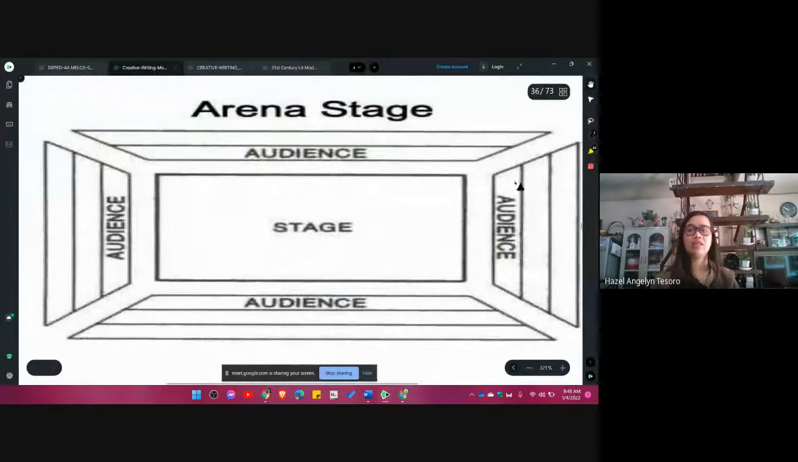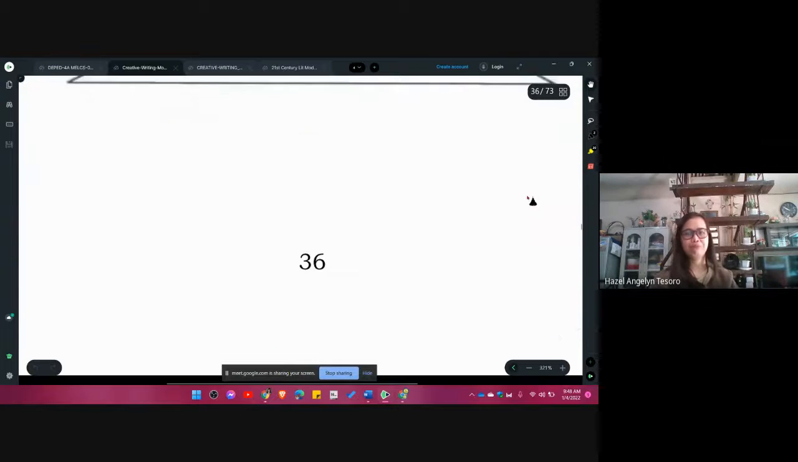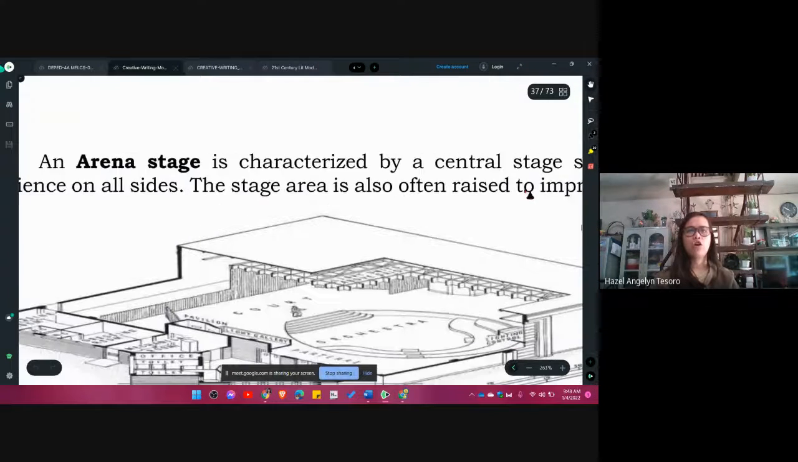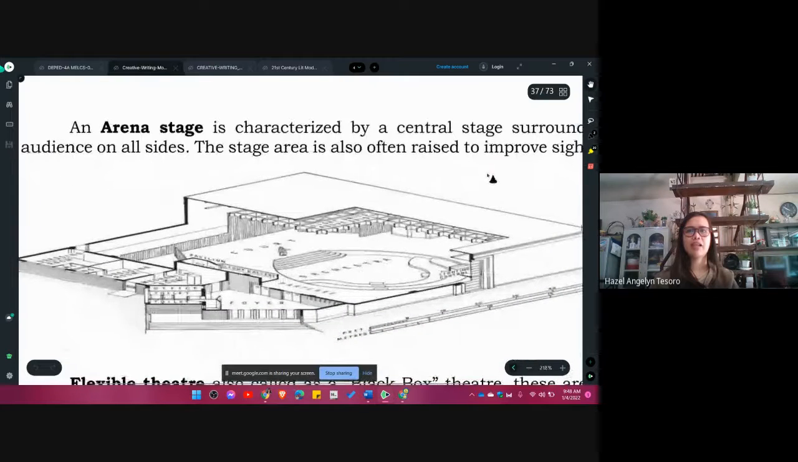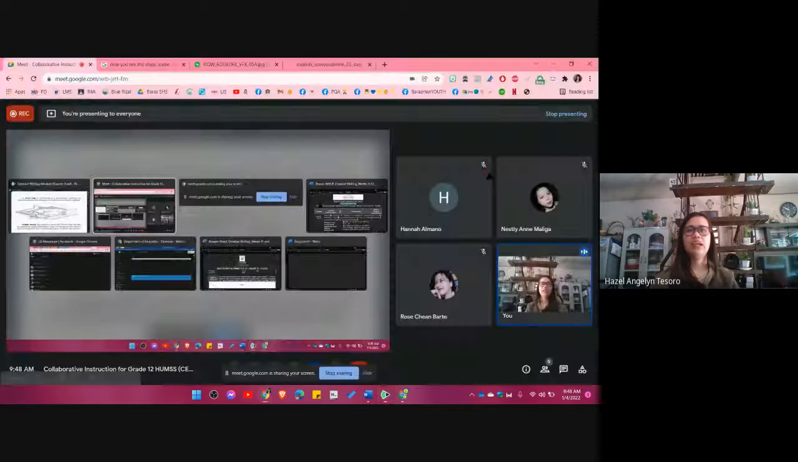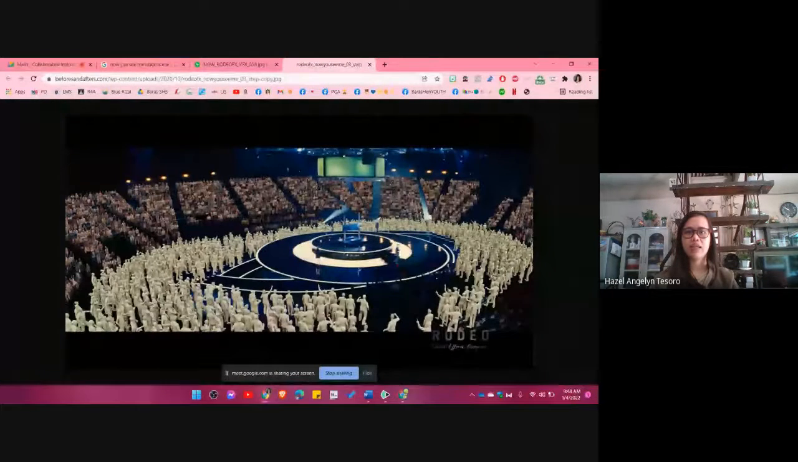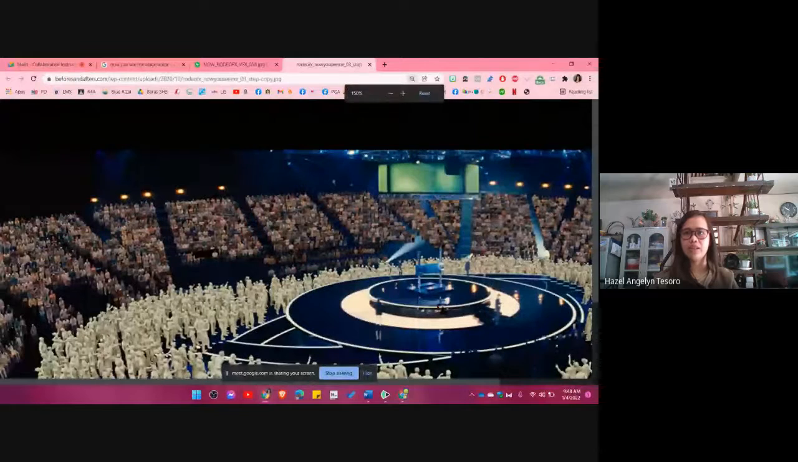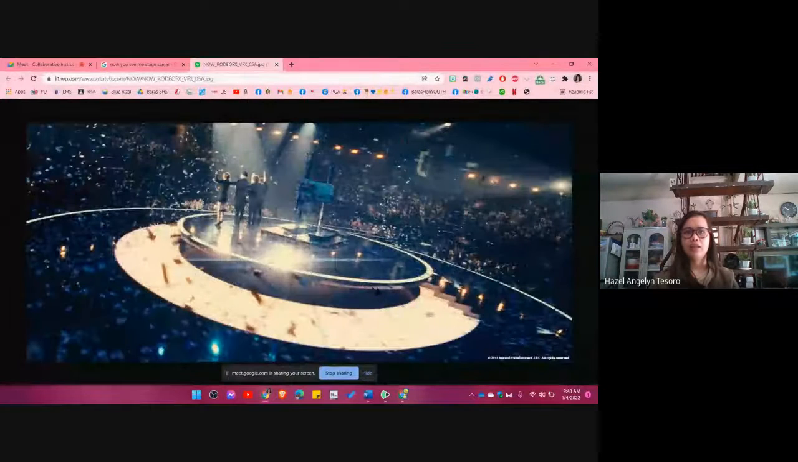So, yun yung arena stage. Like what I said, it can be circle, it can be in rectangular form. Ano, for as long as the audience surrounds the stage. So, balik tayo. An arena is characterized by a central stage surrounded by audiences on all sides. The stage area is often raised to improve sight lines. So, tingnan nga natin yung sa Now You See Me kung naka-raise. Ayan, naka-raise siya. Ayun, you can see that it's raised right there. And then, ito rin, it's raised. Ayun yung hagdan niya. No?